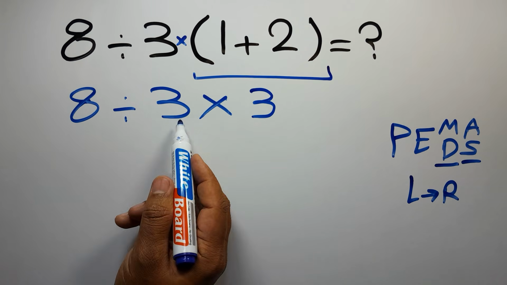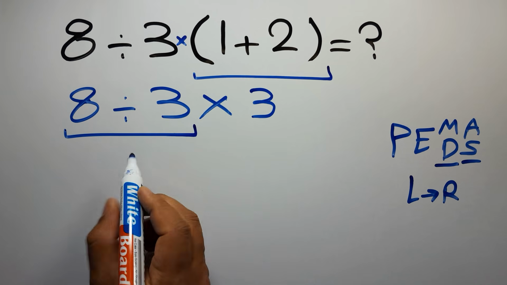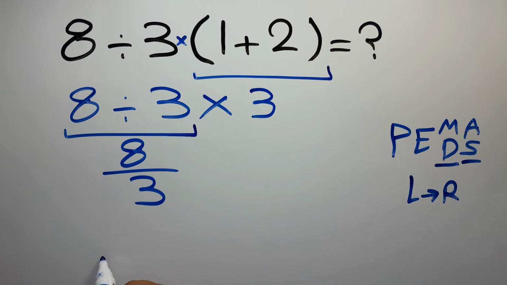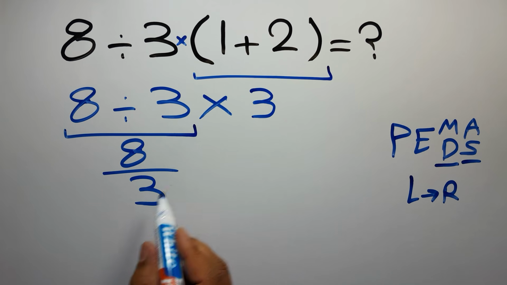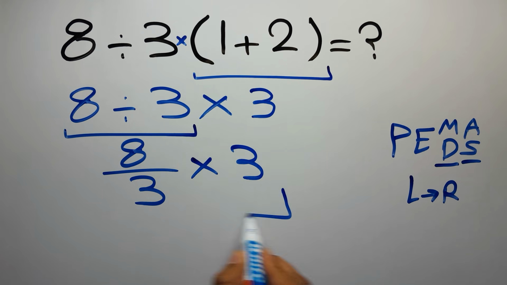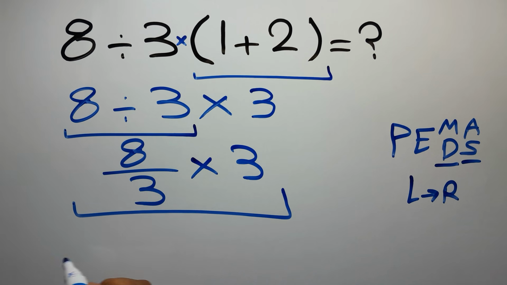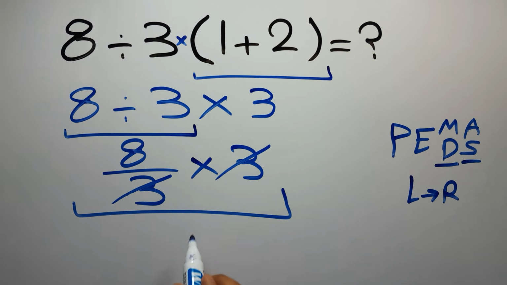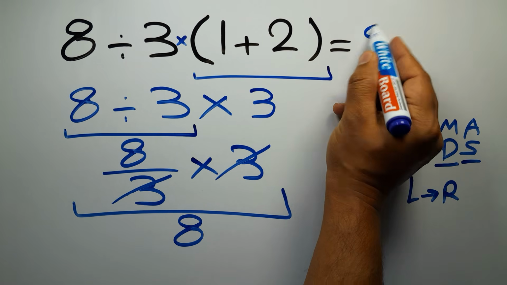8 divided by 3 can be written as 8 over 3. So 8 over 3, then times 3. Okay, we can easily cancel this 3 and this 3. So here we have just 8. And this is our final answer to this problem. The correct answer is 8.